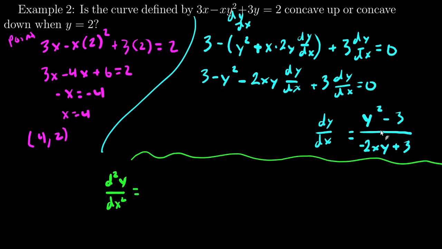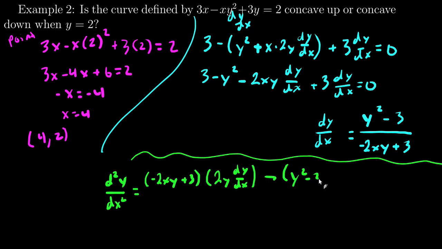So in that, I'll take the bottom times the derivative of the top, so that's going to give me negative 2xy plus 3 multiplied by 2y dy/dx, minus the numerator times the derivative of the bottom, which would be y squared minus 3 times the derivative of this. And in taking the derivative of this, I need to do product rule here. So that's going to be, I'll do it a little bit quickly, negative 2y times the derivative of x minus 2x times the derivative of y.